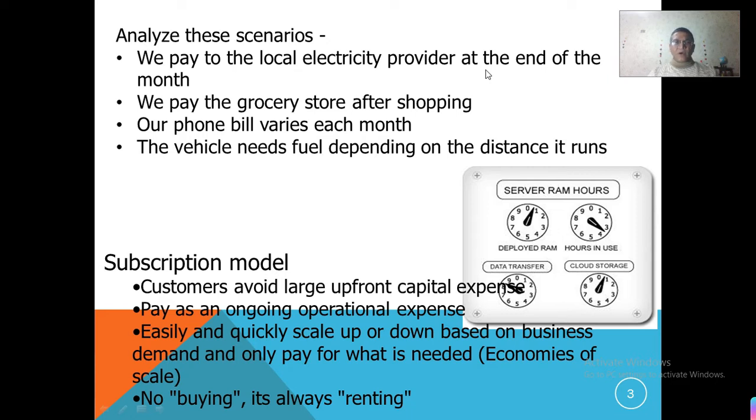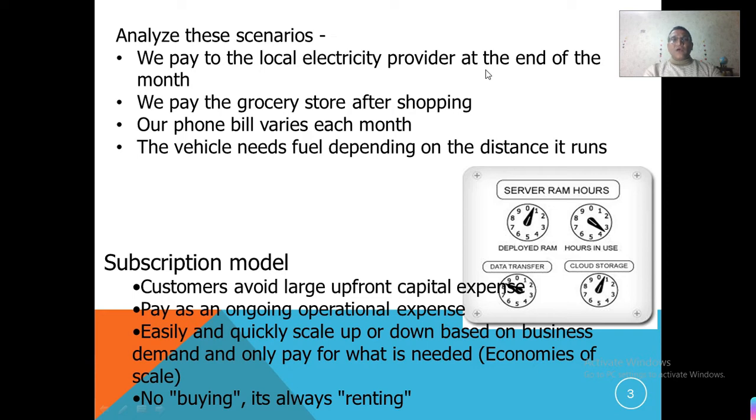So when we talk about the subscription model, it's all about renting, not buying. Whenever we look at any of these scenarios, we are actually renting these services. That means we are taking the services provided by these providers and paying for them. We are not buying them, we are not installing them, and we are not going to produce these services in order to utilize them.